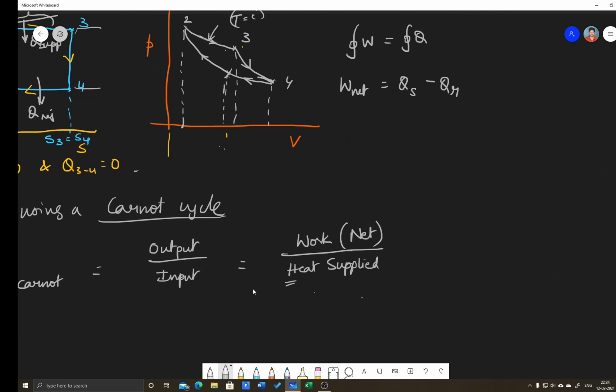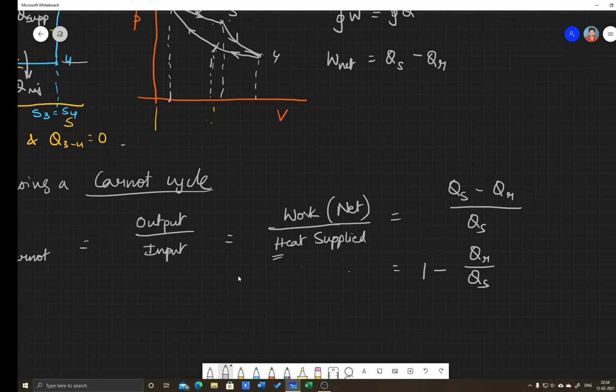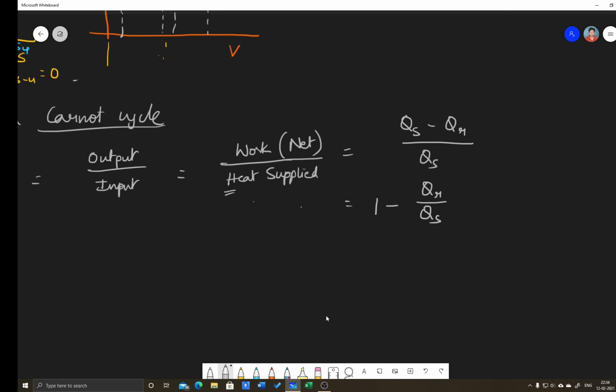So W net is equal to Qs minus Qr. Dividing by the heat supplied Qs, this is written as 1 minus Qr by Qs. If you take Qr and Qs, these two are the isothermal heat rejection and isothermal heat addition.